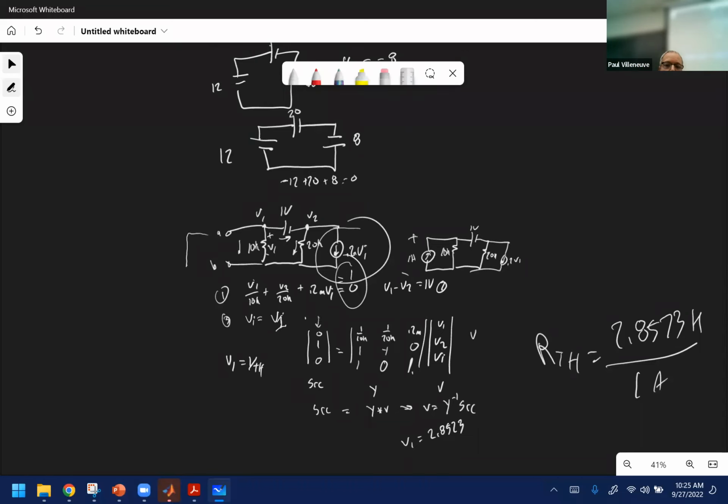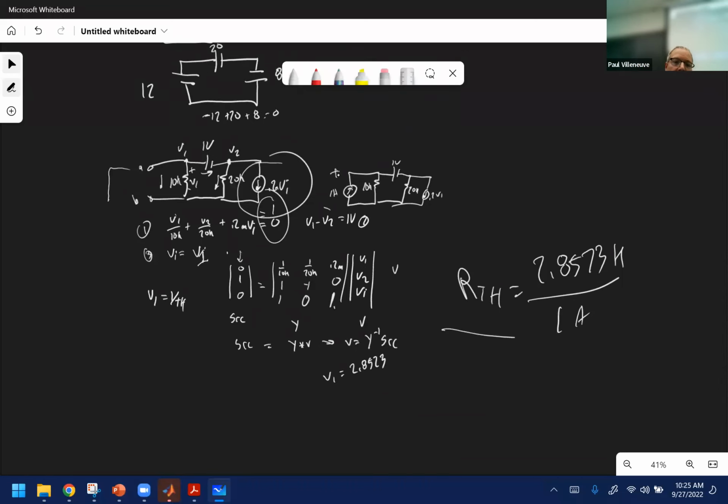Once you have this and this voltage here, yes, you can do a source transformation, because a Norton and a Thevenin, you should be able to go back and forth because they're equivalent to each other. Did you take the 2.8 multiplied by 10K?